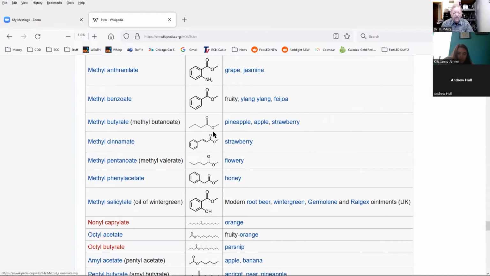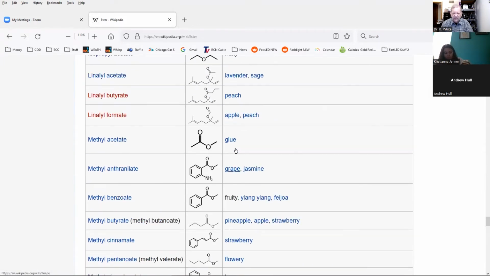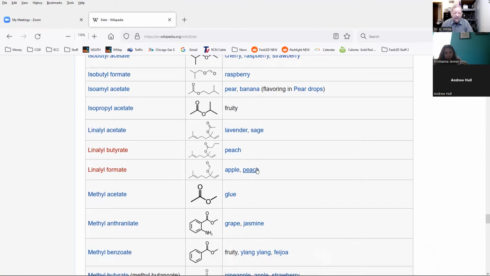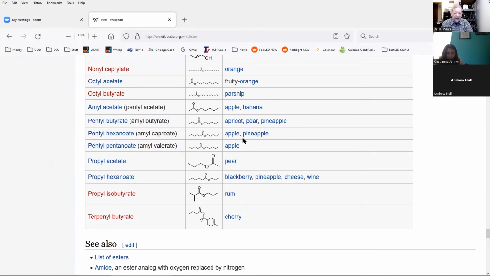And you notice pineapple, apple, and strawberry share the same ester, and these are all esters we can smell from peaches, or I don't see apples. So these things you taste and smell are due to esters.